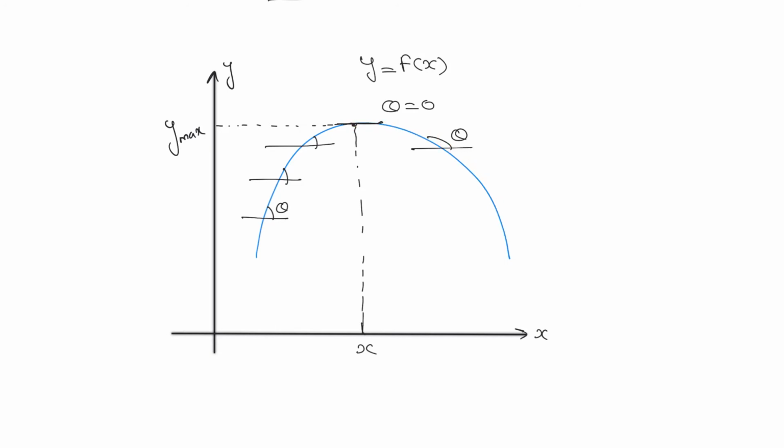So we can say that at maxima the condition is that the value of slope is equal to 0, and we know that the value of slope, or the value of tan theta, or the value of this dy by dx, should be equal to 0. So the condition for maxima is dy by dx is equal to 0.